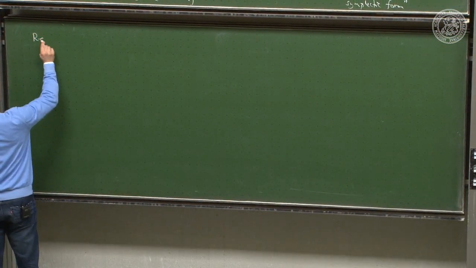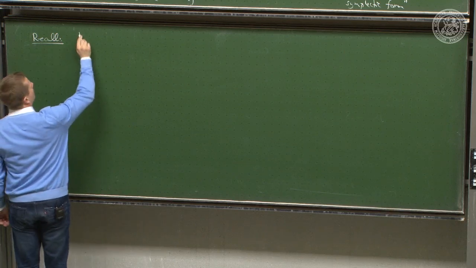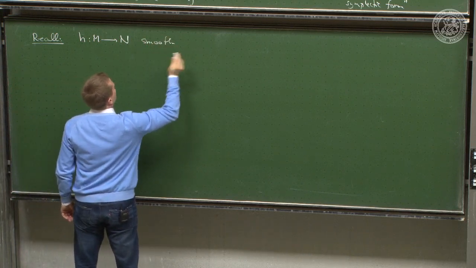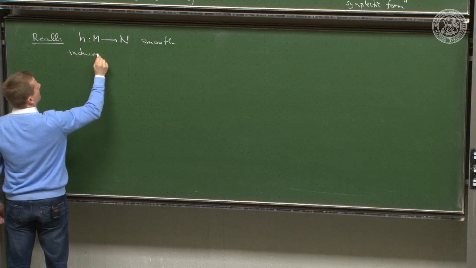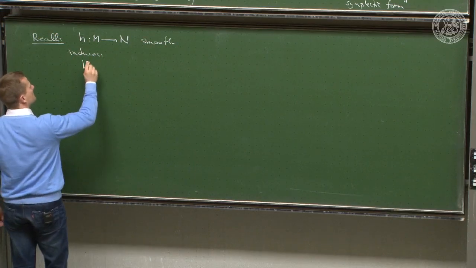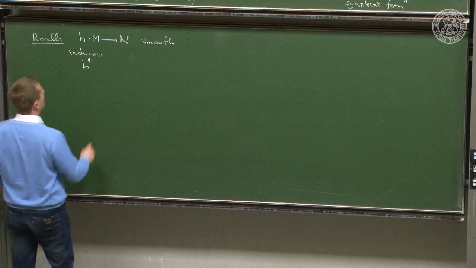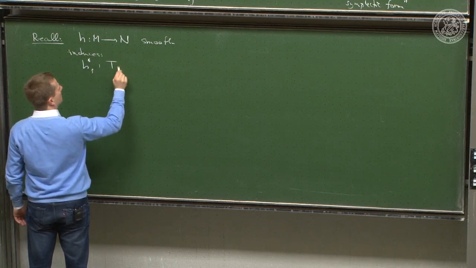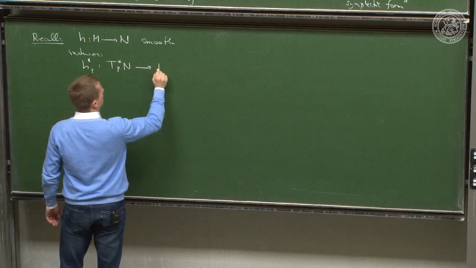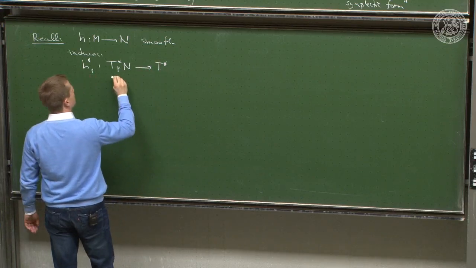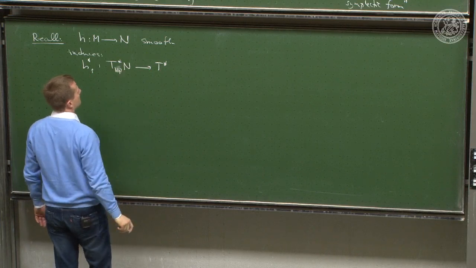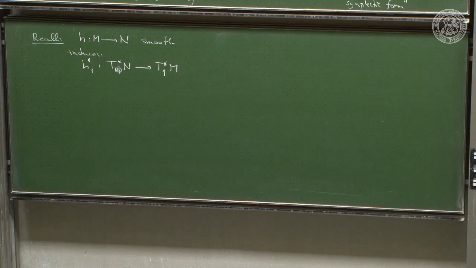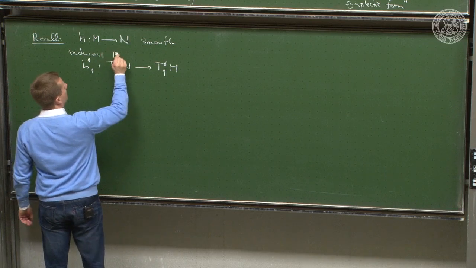So you recall that if we have a smooth map H between two smooth manifolds, this induces maps H star, the so-called pullback maps, at certain points P, but they go the other direction. They go from T star at H of P of N back to T star at P of M. It induces pullbacks.